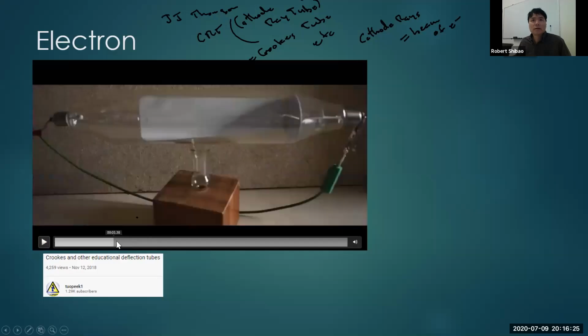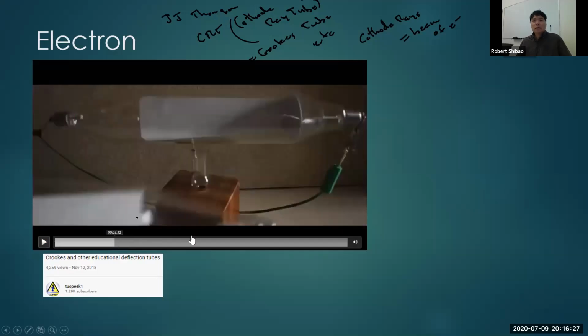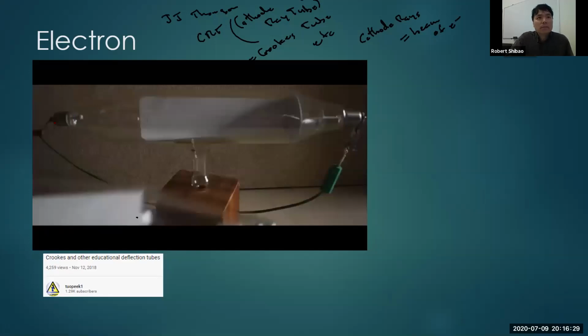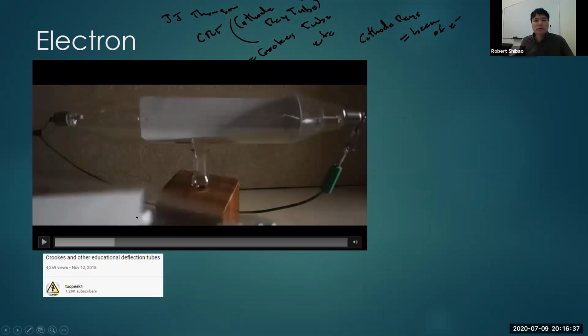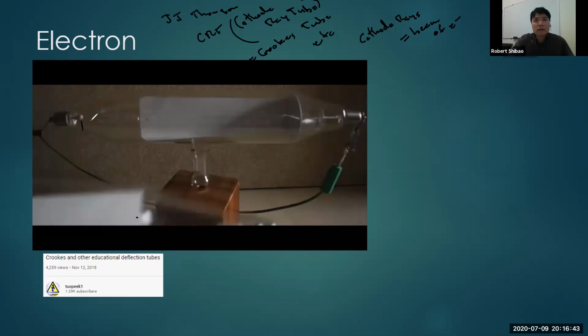This is a cathode ray tube. On the cathode ray tube, you see this wire going in here, and this is called an electrode, just a piece of metal. So we have an electrode, a chunk of metal here, and then we have an electrode here. There's a narrow slit right here.